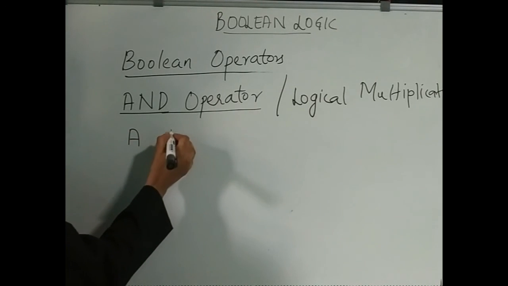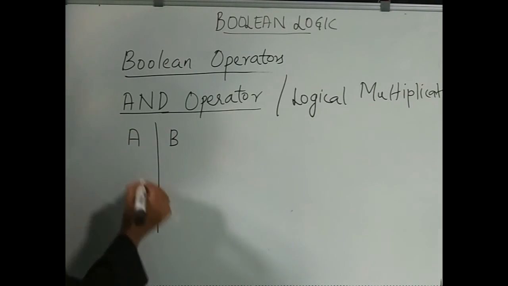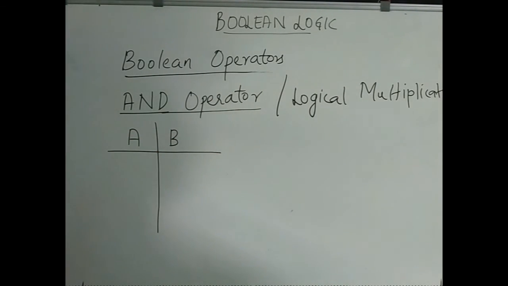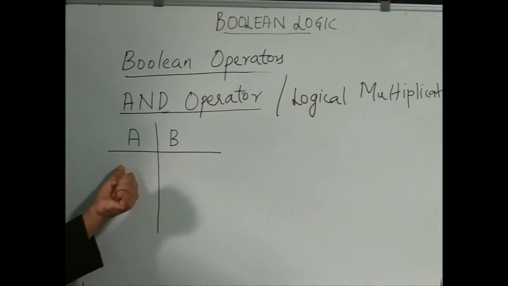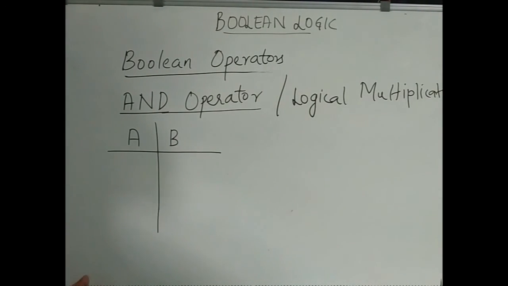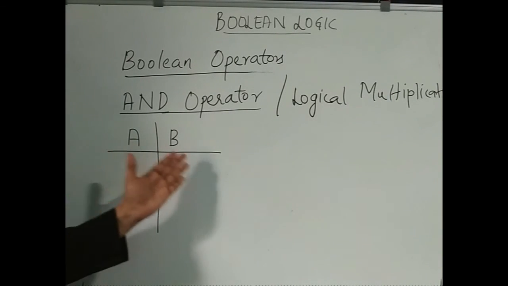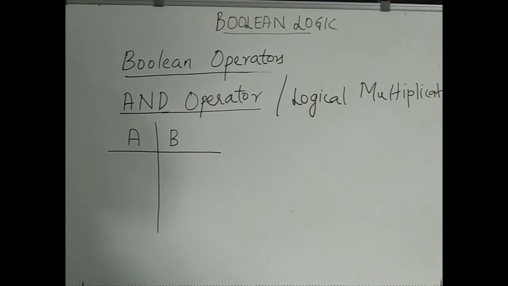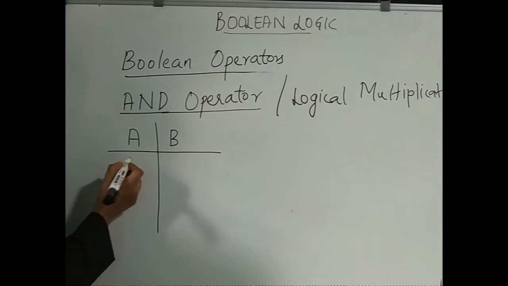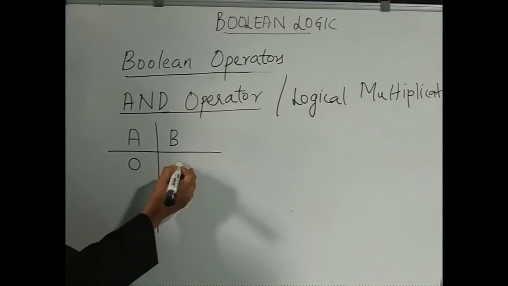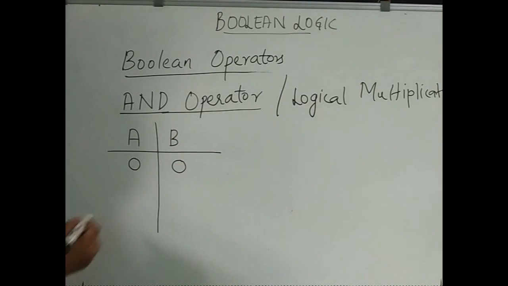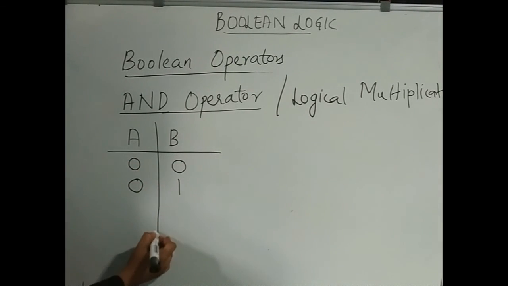Let us take two Boolean variables. What values can these Boolean variables contain? They can contain only zeros and ones. So what are the different combinations that these two Boolean variables can make? I am writing, A can be 0, B can be 0. A can be 0, B can be 1.